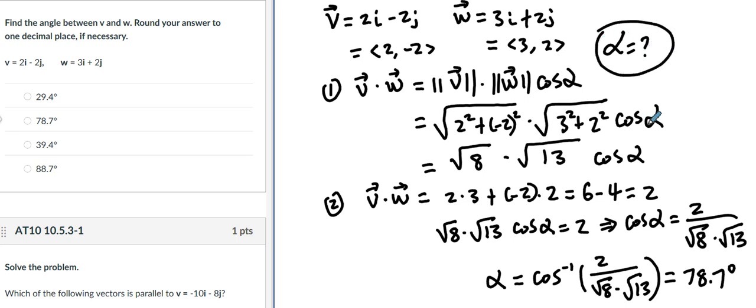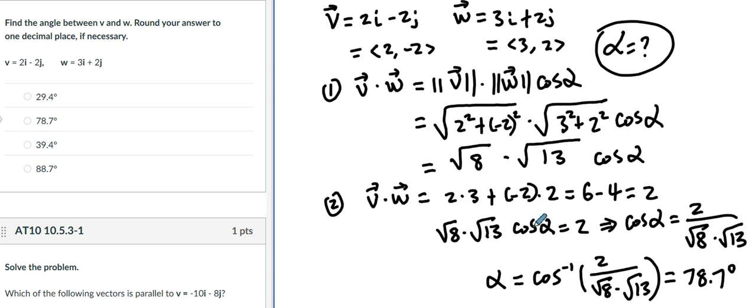Okay, so we put it right here. That's one way we do it. The length of vector v is the square root of 2 squared plus negative 2 squared. Similarly, for vector w, it is the x coordinate squared plus the y coordinate squared, then take the square root. So you have radical 13, again times cosine theta. Theta is the value we want to find out.